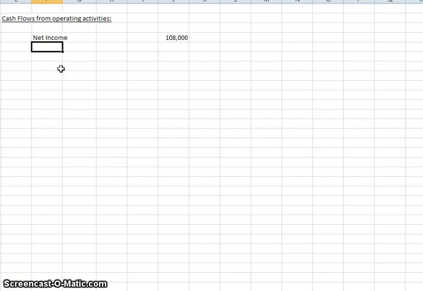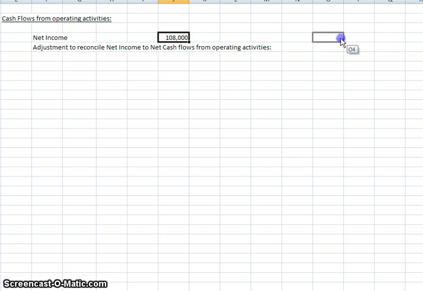Our next step is going to be our adjustments to that number. Adjustments to reconcile net income to net cash flows from operating activities. Yes, it is quite long. I'm going to move this $108,000 over since I have some room to work with. This is where we start making our adjustments to that net income number. The idea is that we're trying to whittle it down until we get to cash. What actual cash happened from operating activities?